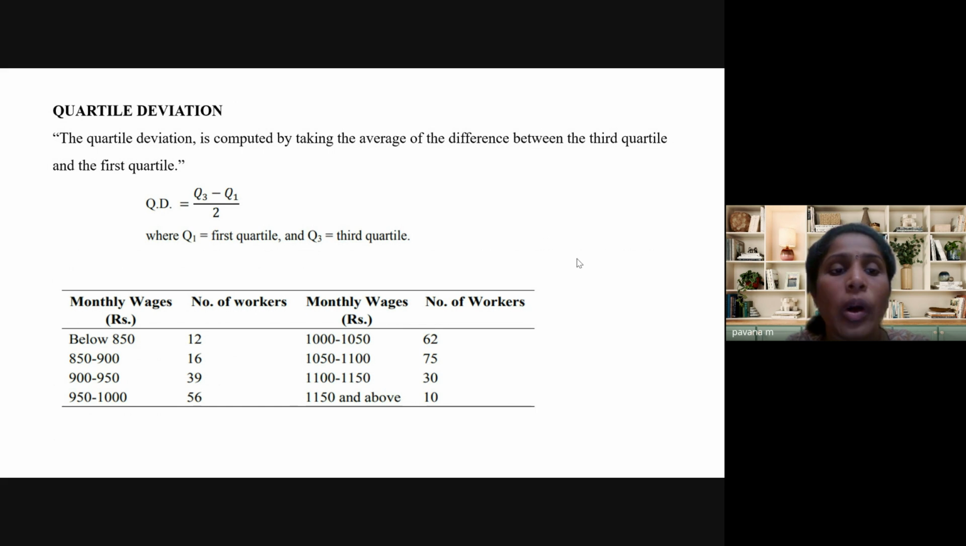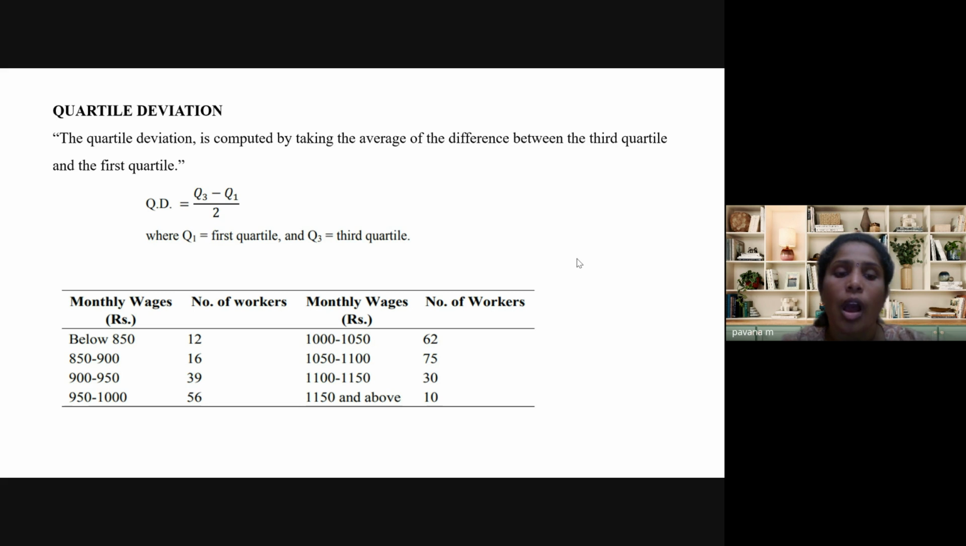Next one, quartile deviation. Half of the particular deviation is called quartile deviation, or the quartile deviation is computed by taking the average of the difference between the third quartile and first quartile. So you are taking the difference between these two quartiles, third quartile and first quartile, and averaging it, that means dividing by 2. So QD, quartile deviation, is equal to Q3 minus Q1 by 2.